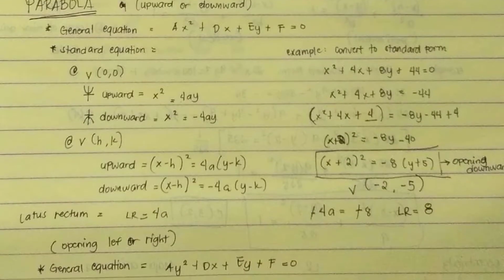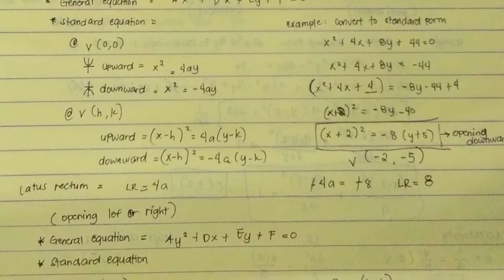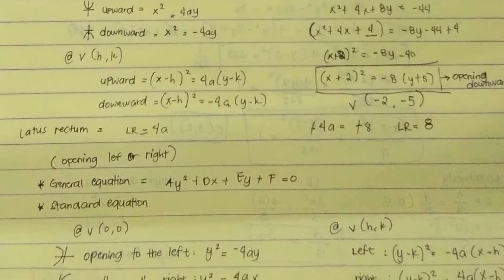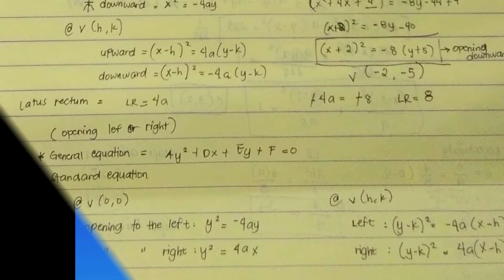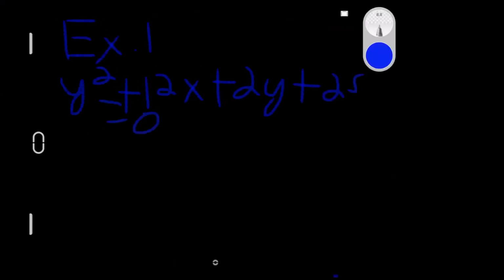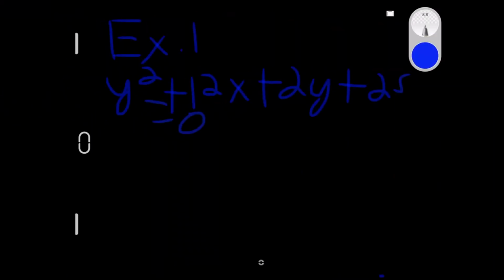So let's get into its equation. Example number 1: y squared plus 12x plus 2y plus 25 equals 0.